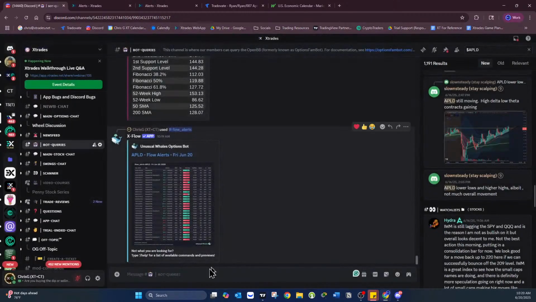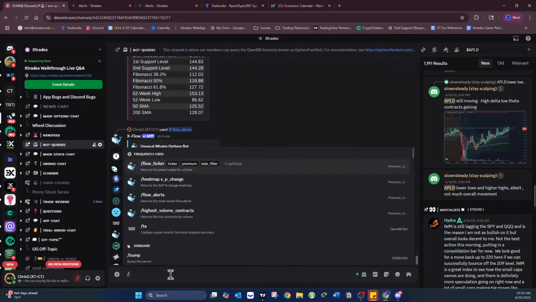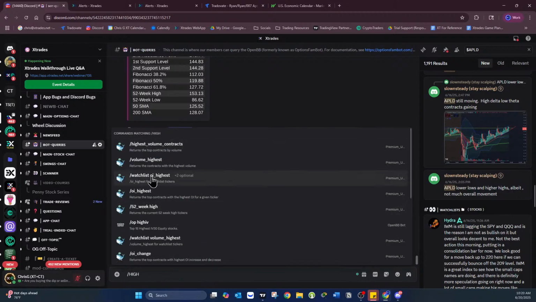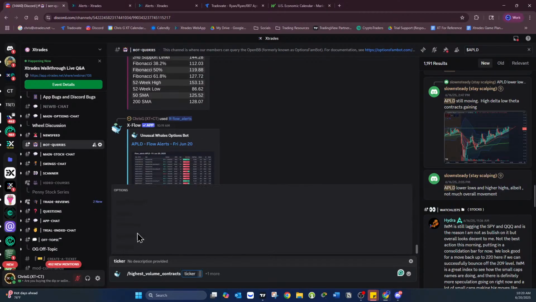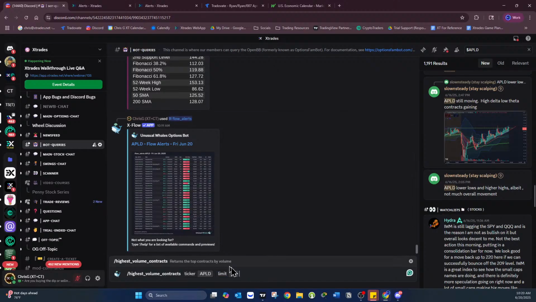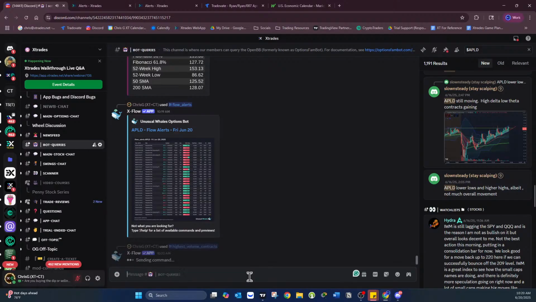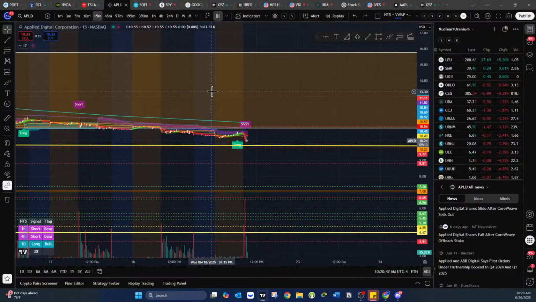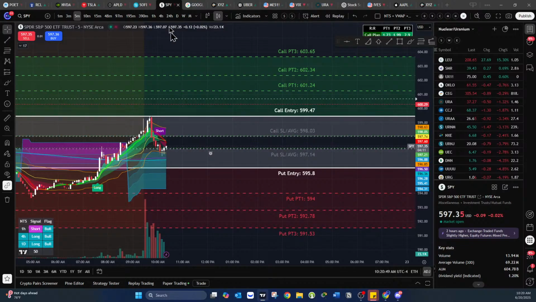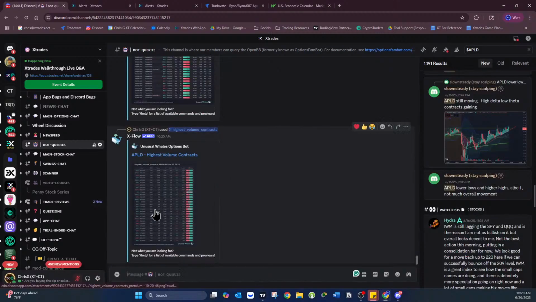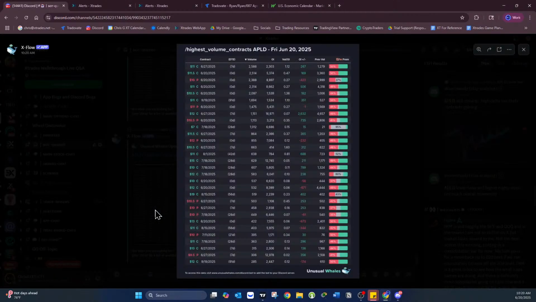I like to look at high volume. Let's see high volume. Highest volume contracts. APLD. Guys, I'm going to be on for another probably 15, 20 minutes, just about. What's up with SPY? Uh-oh, we're getting a pump here. Highest volume contracts here.